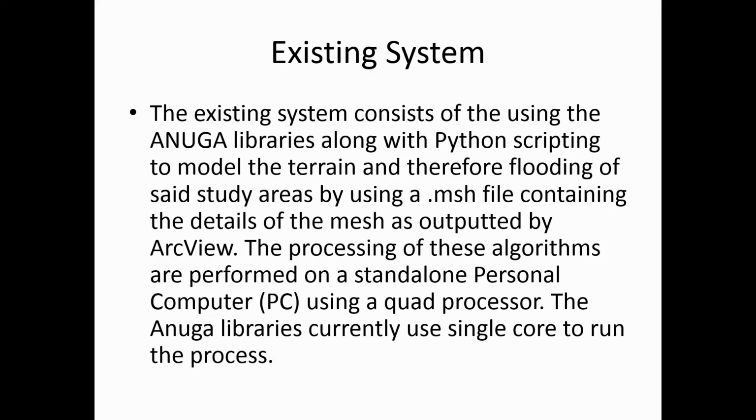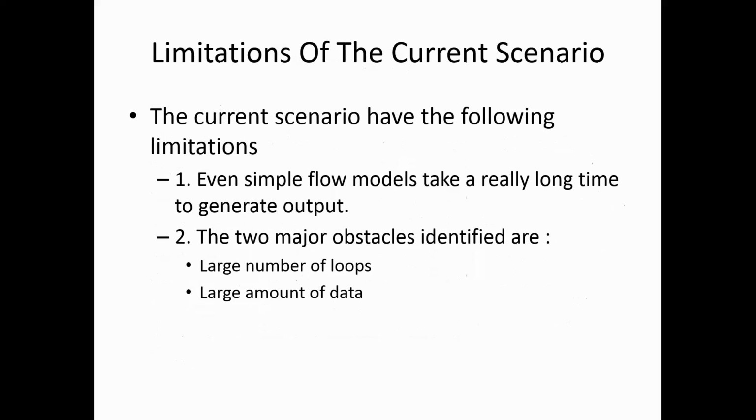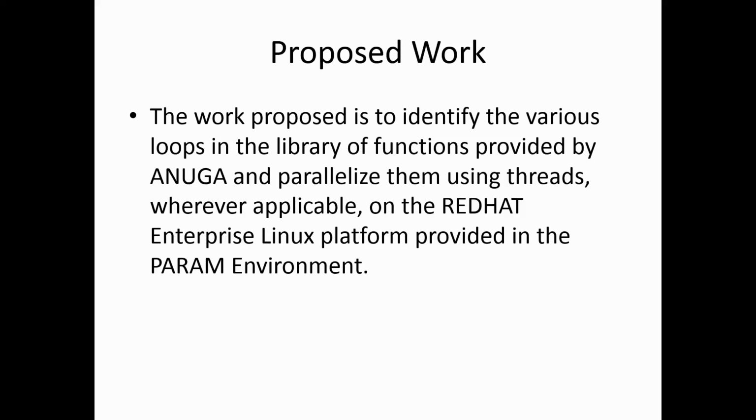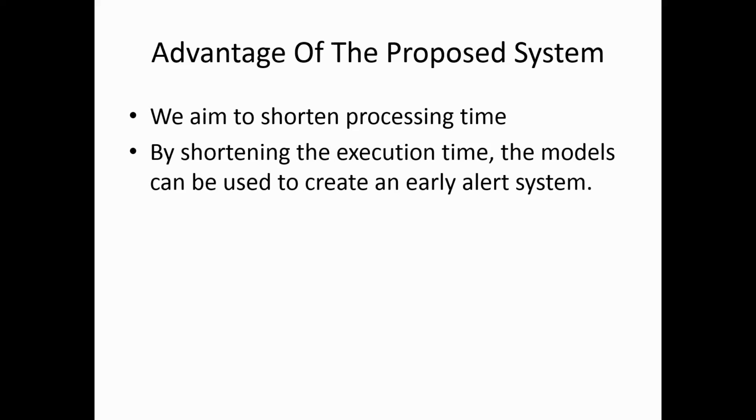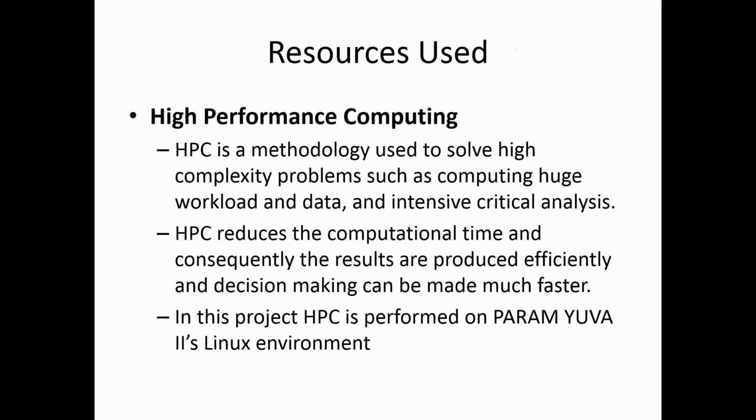In the existing system, the serial modeling of floods is done using Anuga, and it runs on a quad standalone computer, and they use only a single core. The limitations are that even simple flow models take a really long time to generate output. The obstacles are a large number of loops and a large amount of data. The proposed work is to identify the various loops in the library functions and parallelize them using threads. The advantage will be that the time will be shortened.